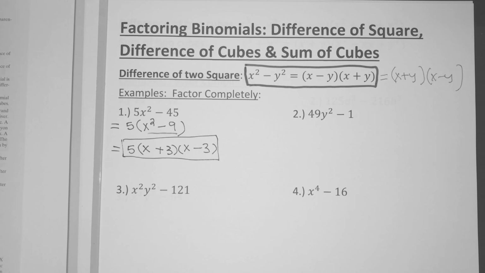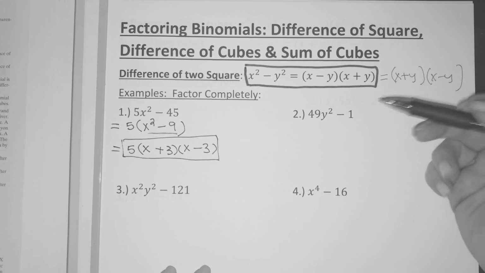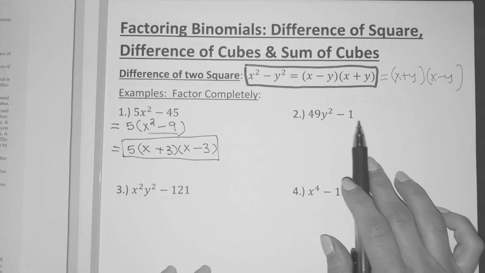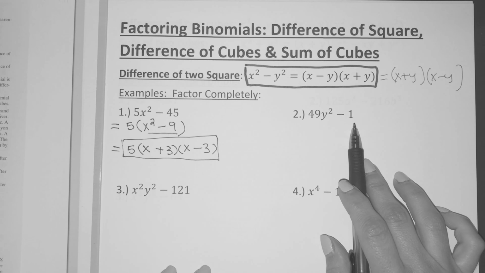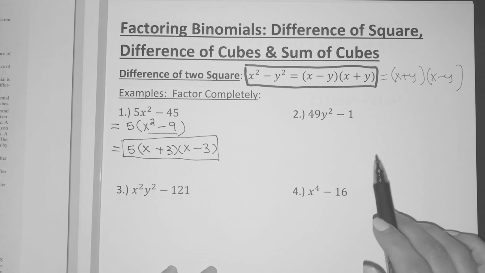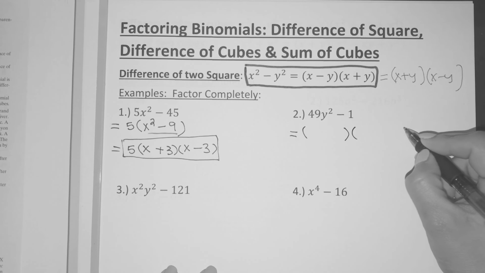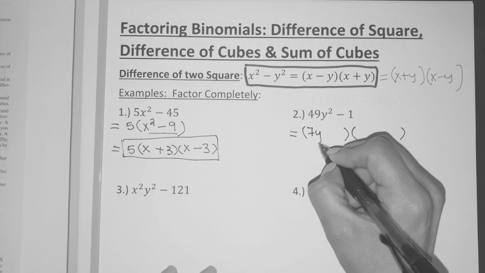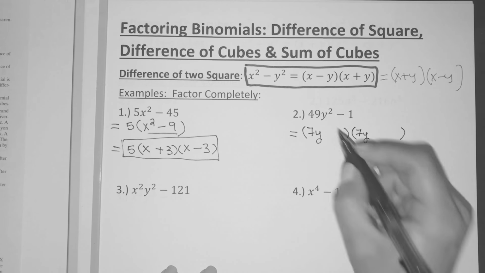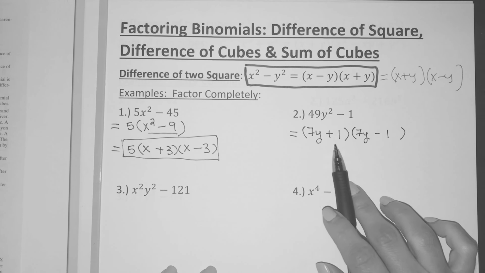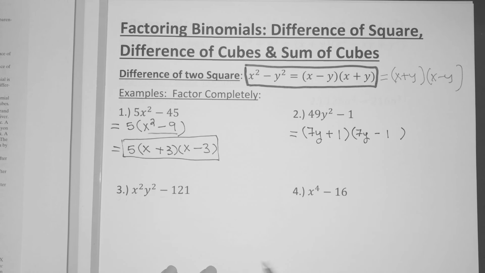The second example, again, just a quick check to make sure that this is a difference of two squares. So we have a difference. 49 is 7 times 7, and 1 is also a perfect square because that's 1 times 1. There is no GCF in this case, so we write 2 parentheses directly, and you're going to write this as 7y, 7y, and then again opposite signs, and 1 and 1. Notice that if you were to FOIL, you would get back to the original problem, so you can check your work that way.